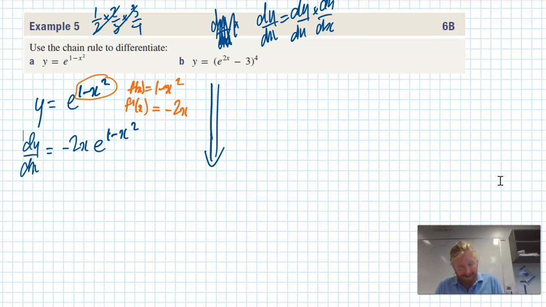Let's do this one. dy dx equals 4 comes down.